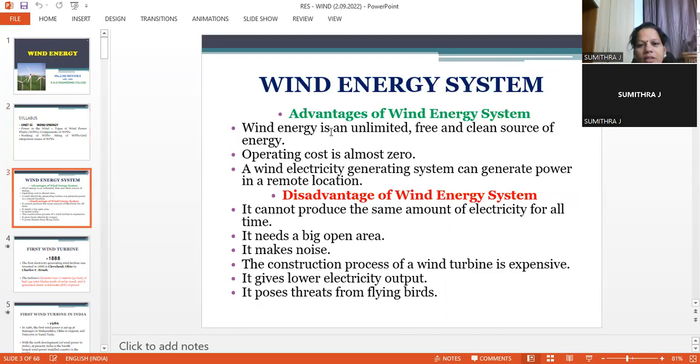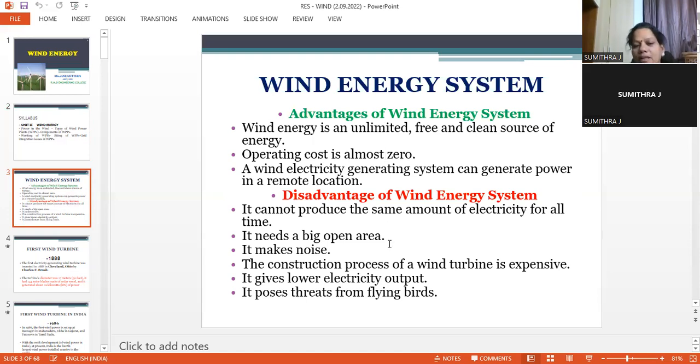So first, coming to the wind energy system. Why are we going for this wind energy? Because it is a renewable form, it is available in surplus, it is available free of cost, and its operating cost is almost zero, and a wind electricity generator system can be well suited for any remote location, right? So owing to these advantages, we are preferring this type of renewable energy for power production.